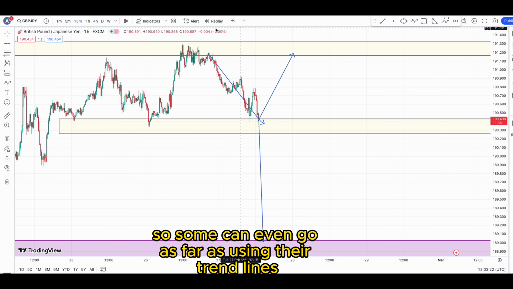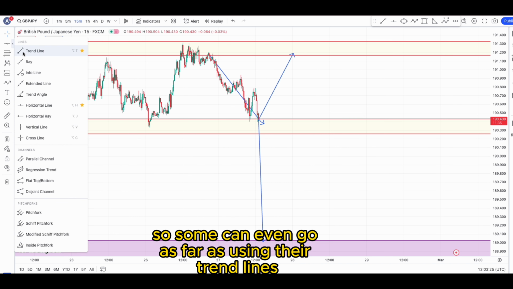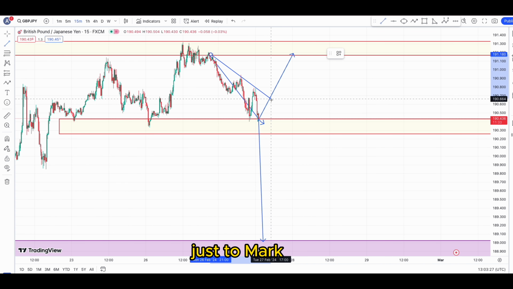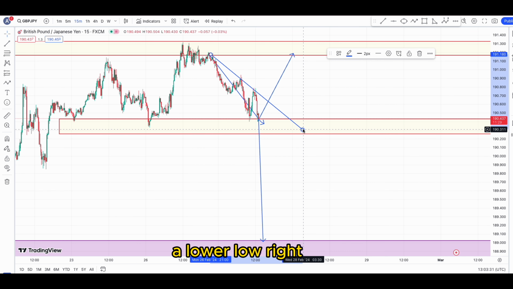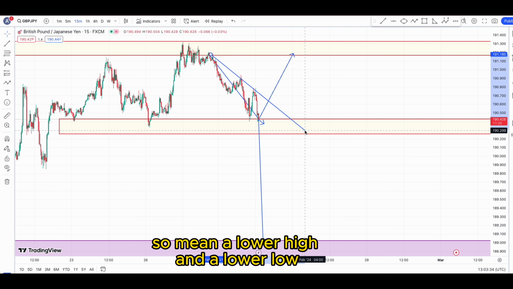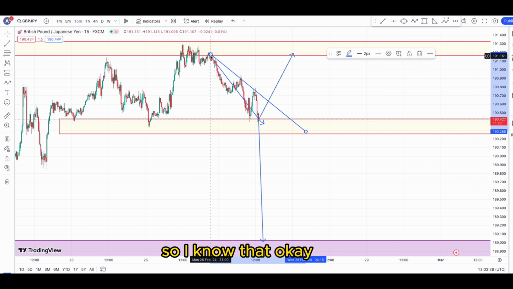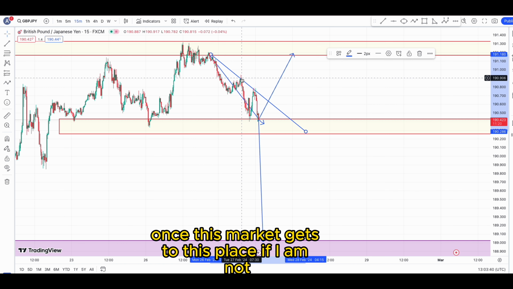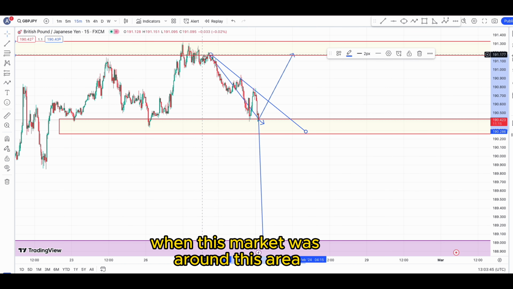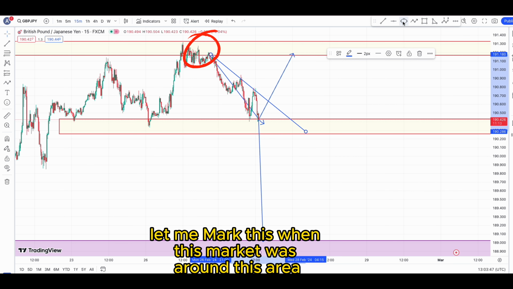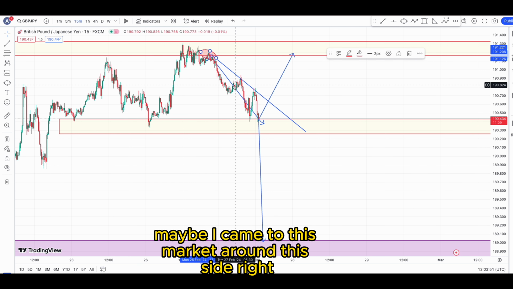Some can even go as far as using their trend lines just to mark and see that, okay, this market is forming a lower high and a lower low. So I know that, okay, once this market gets to this place, if I am not in the market when this market was around this area, let me mark this one. When this market was around this area, maybe I came to this market around this side, right?